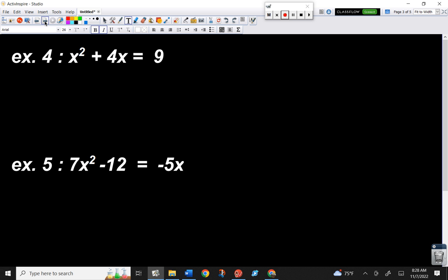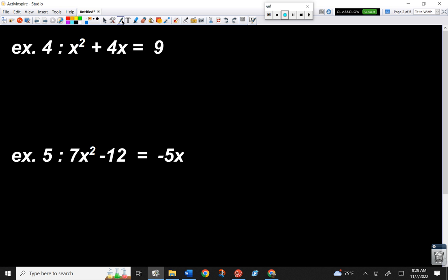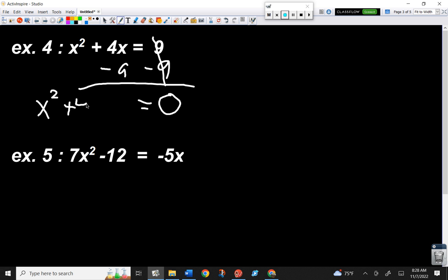Okay, after you've paused the video, ladies and gentlemen, I want you to notice, you said you couldn't do it because this doesn't equal 0, it equals 9. So what we have to do is subtract 9 from both sides. That cancels out to 0. And since this has an x and that one doesn't, we just write x squared plus 4x minus 9. Basically, we just move the 9 to the other side of the equation.